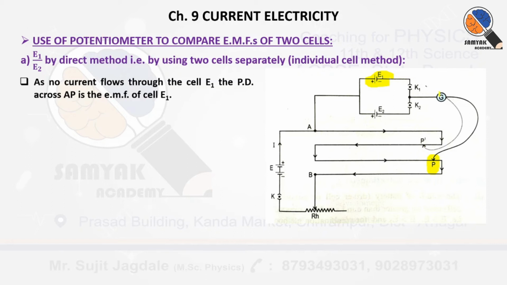Now as the galvanometer shows zero deflection, that means no current will flow through the cell E1, because that galvanometer is connected to cell E1 and it is showing zero deflection. That means no current is passing through the cell E1. So according to the principle of potentiometer, whatever be the potential difference of that cell E1 will be there, whatever be the potential difference across that cell E1, that means across AP.